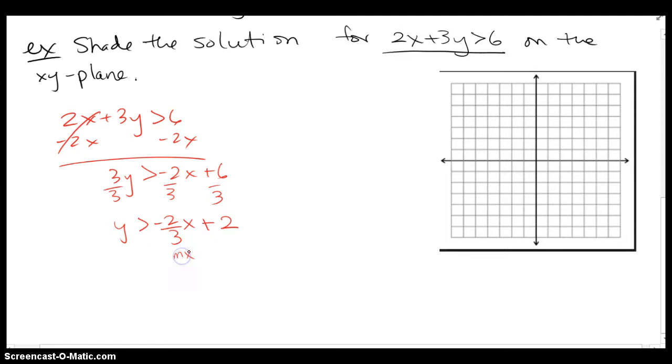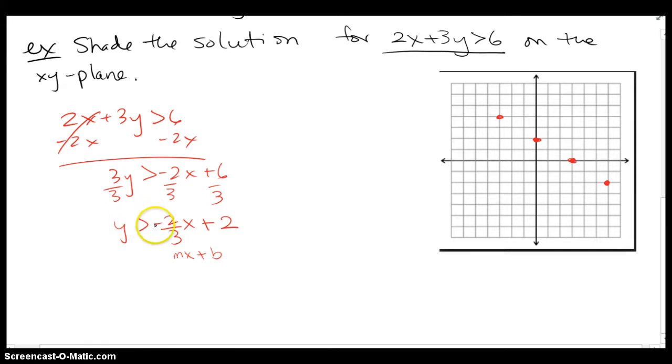This looks like mx + b with a y-intercept of 2. Start on the y-axis at 2 and a slope of -2/3. So from there I go down 2 steps and 3 steps to the right, down 2 steps, 3 steps to the right, or I can go up 2 steps and 3 steps to the left if I want to. And that's going to create sort of the border of the line that's going to tell me where the rest of the solution may be.